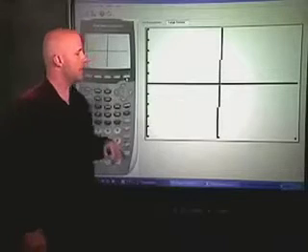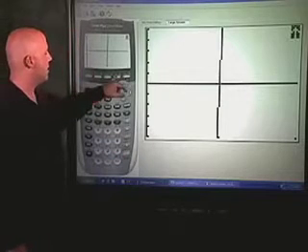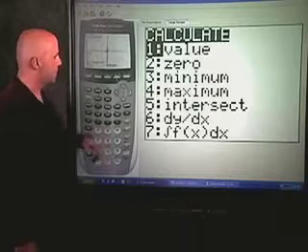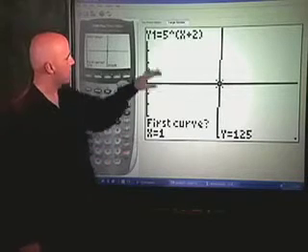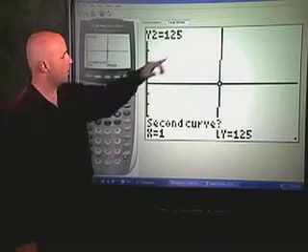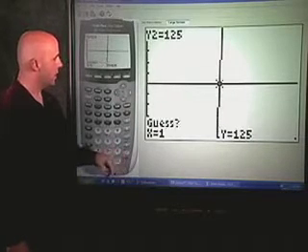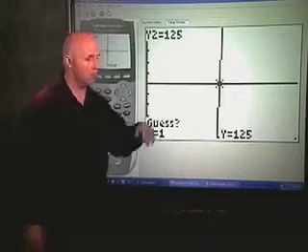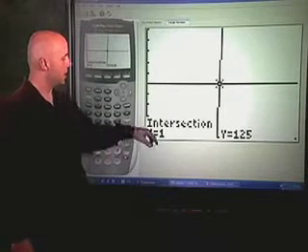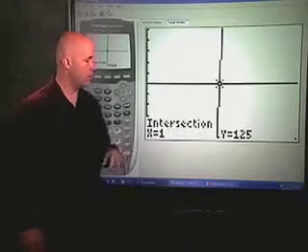So we're going to use our intersect command. Go to our calc menu, pick option 5 for intersect. The first curve is on y1 already, so we'll hit enter. The second curve we're on y2, just hit enter. And our guess, looks like we're pretty close already, so we'll just hit enter. And we find that the intersection point is at 125.